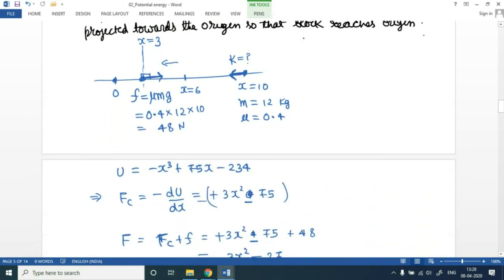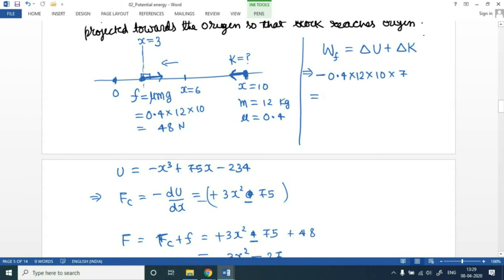So we can now simply use the work energy theorem in order to find the minimum kinetic energy. So W external, or work done by friction, will be equal to change in potential energy plus change in kinetic energy. Work done by friction from x equal to 10 to x equal to 3 will be simply minus mu, that is 0.4, into m which is 12, and g which is 10, and x would be 10 minus 3, that is 7. So that is the work done by friction.